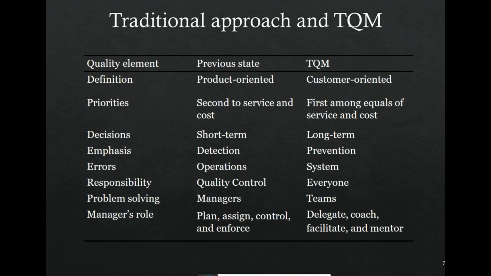Product oriented meant only that the product would be made according to the standards and the design, but customer oriented means asking the customer what they want, when they want it, and on which features and characteristics the customer would be delighted. Delighted is one step ahead of customer satisfaction. So in the previous state it was product oriented, but in total quality management it is customer oriented.